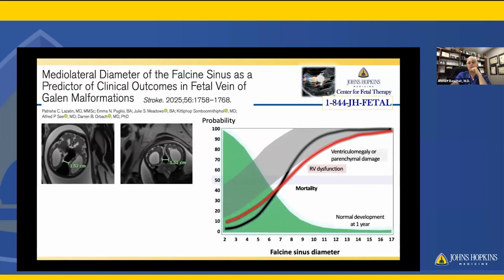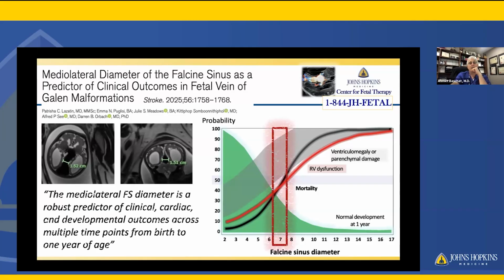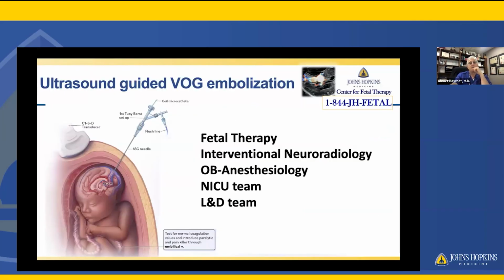And there's a progressive decline of normal development at 1 year of age. This particularly goes up with a diameter of over 7 millimeters. So they identified in the study the mediolateral falcine sinus diameter as a robust predictor of several outcomes, and also at different time points, both from fetal to 1 year of age, which is really important because that forms the basis of fetal therapy. The group also pioneered, together with some other centers, the ultrasound-guided vein of Galen embolization in fetal life.